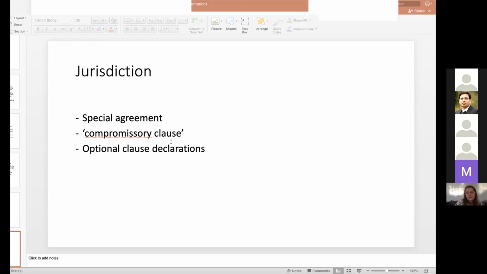So, for example, this kind of clause is included in the 1948 Genocide Convention, the 1965 Convention on Investment Disputes, and the 1965 International Convention on the Elimination of All Forms of Racial Discrimination.